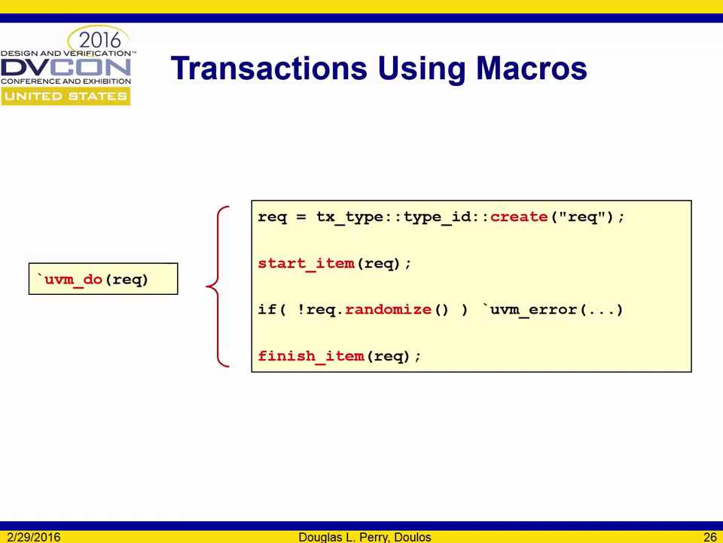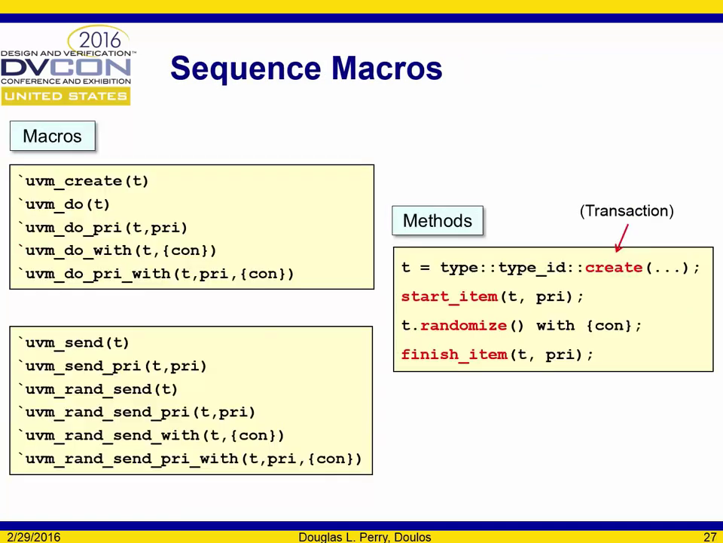Again, what I see with a lot of students is they do not understand what exactly is going on here to begin with, and of course, the fact that this thing effectively comes for free. In fact, there's a whole bunch of macros that effectively provide a lot of this capability. For instance, there's a create, there's the do, of course, then there's do with priority and with some constraints associated with that, so inline constraints.